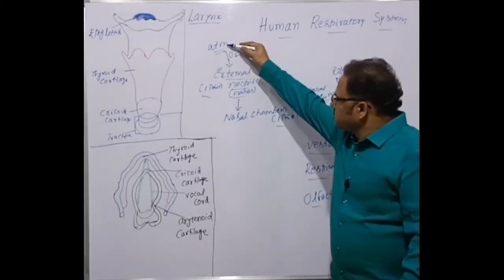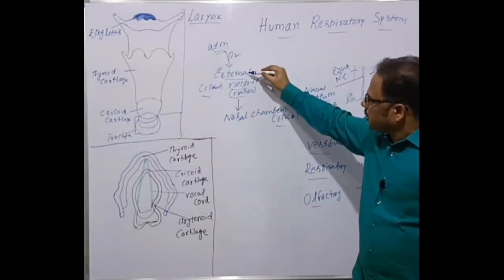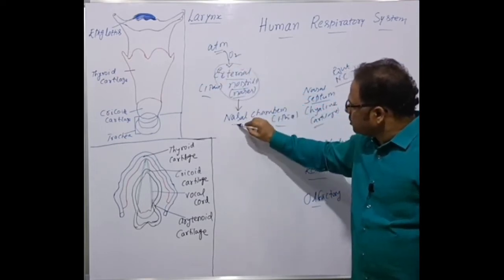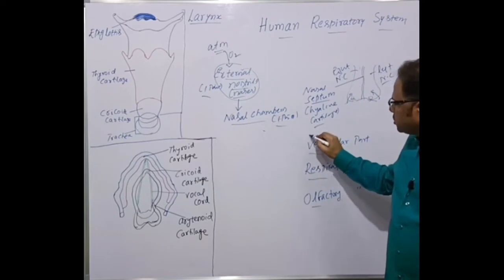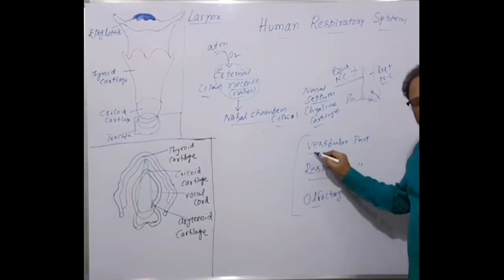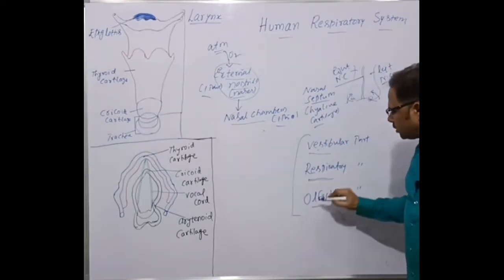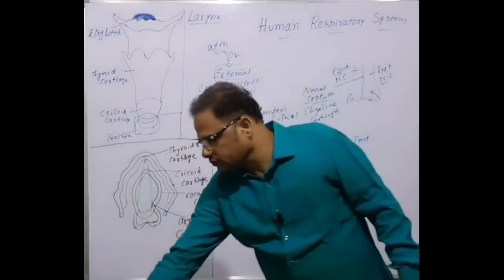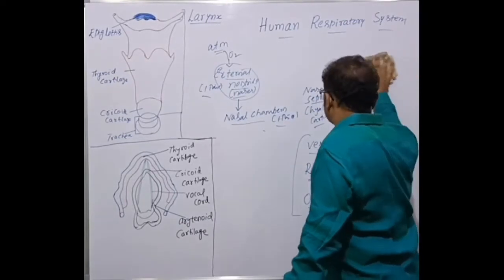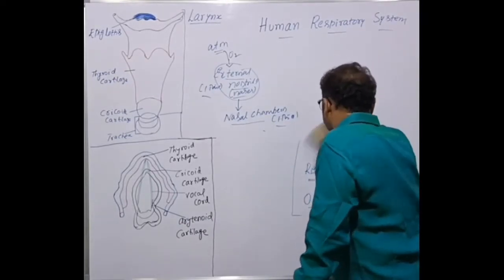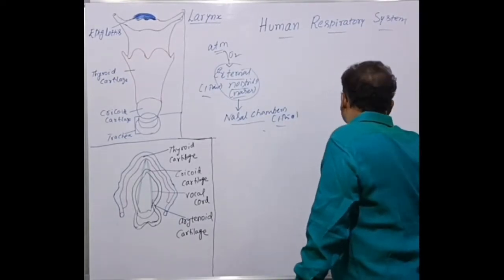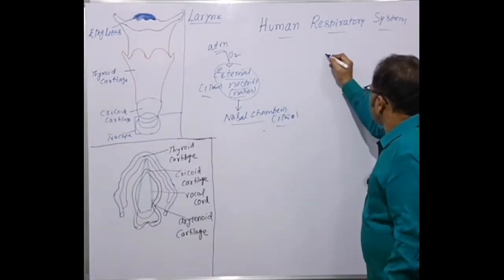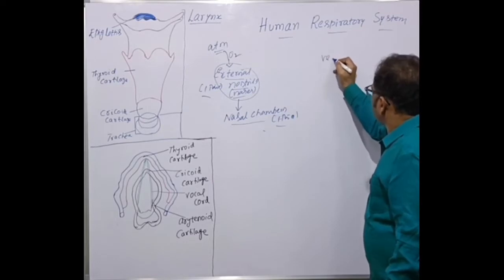So from the atmosphere, during inhalation, air is entering through the external nostrils into the nasal chambers. Each nasal chamber contains three parts, called the vestibular part, respiratory part, and olfactory part. What are these? Let's discuss now. So nasal chambers, first of all, the vestibular part.